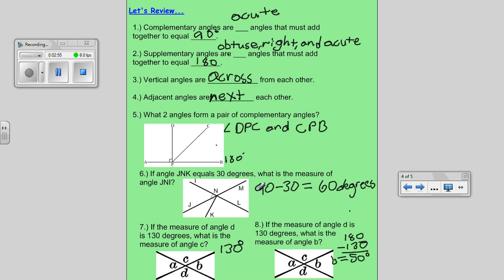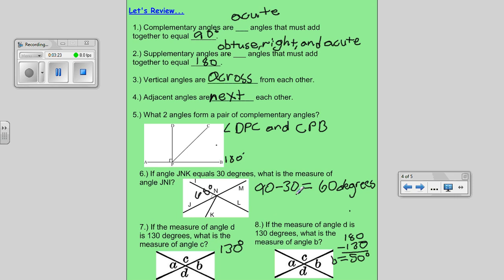Okay, if angle JNK equals 30 degrees, what is the measure of angle JNI? Alright, so we got JNK, there's a 90 degree angle, and then we got JNI. So we notice that these two make a 90 degree angle. So all we've got to do is say 90 minus 30 equals 60 degrees. So angle JNI equals 60 degrees.